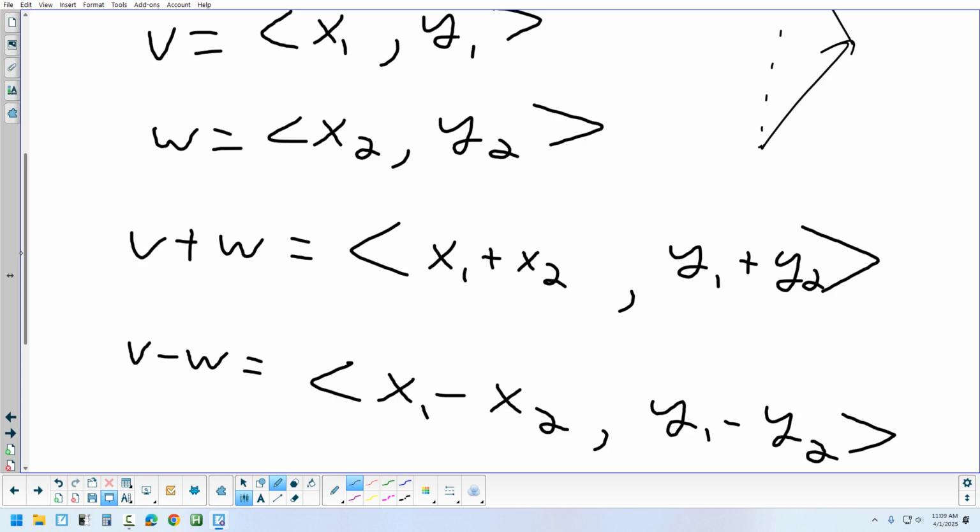When we're doing subtraction, is the order important? Yeah. So when you are subtracting, you need to make sure you take the components from V and subtract the components from them.